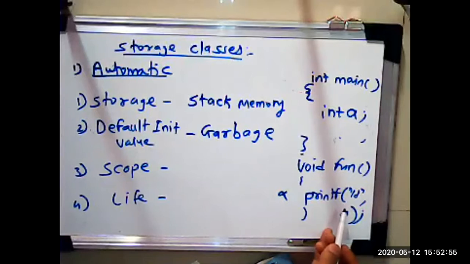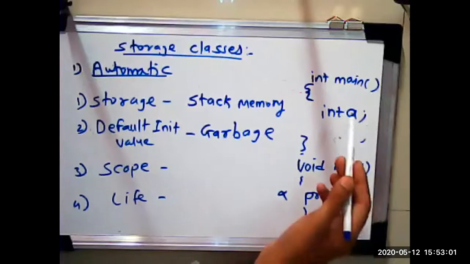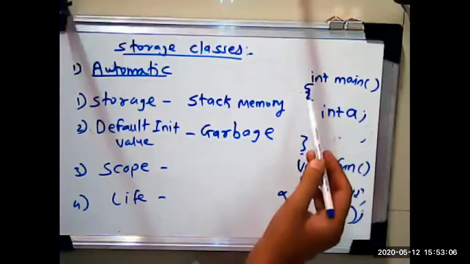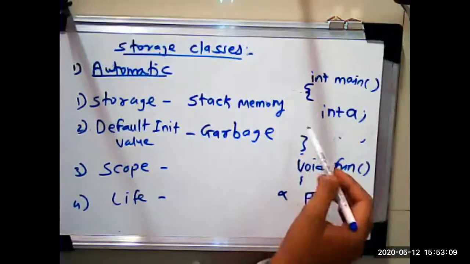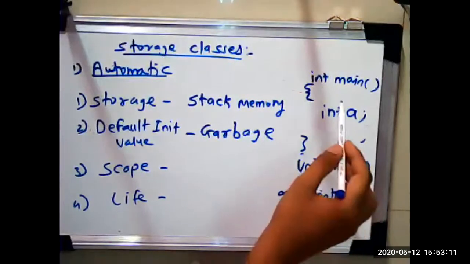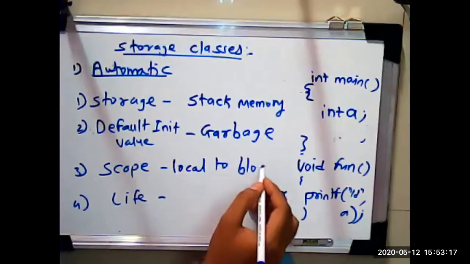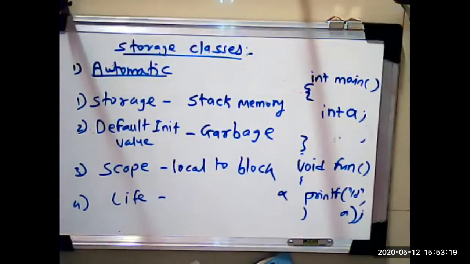The error is undefined symbol a, because the fun function doesn't know what a is, only the main function knows a. That's why a can be accessed only within the block in which the variable is created. So it is local to the block. Outside the block, that variable is not defined and can't be accessed. So the scope is very limited.